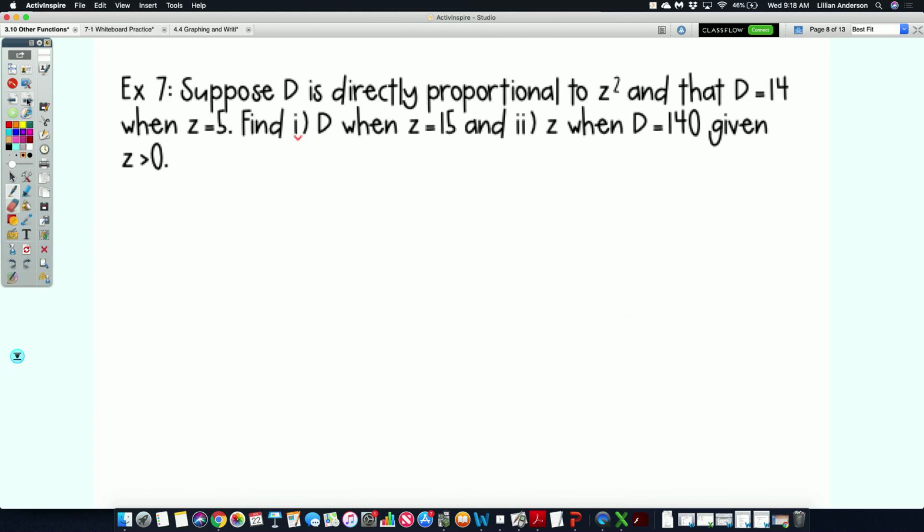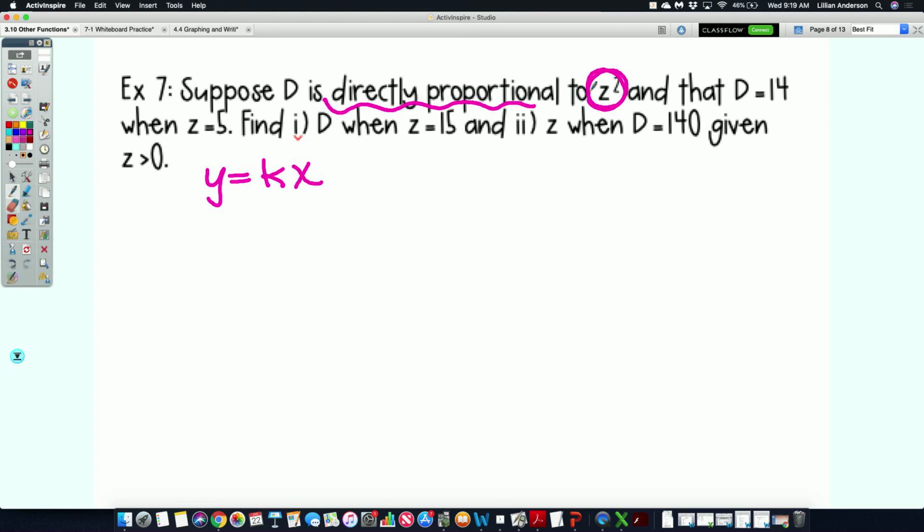Suppose d is directly proportional to z squared, and that d is equal to 14 when z is equal to 5. We're going to find one, d when z is 15, and two, z when d is 140, given that z is greater than 0. So, the keyword in this problem is directly proportional, which means you need the formula y equals k times x, where k is the constant. But in this particular problem, we do not have y and x. We have what two variables? D and z. More specifically, we have d and z squared.